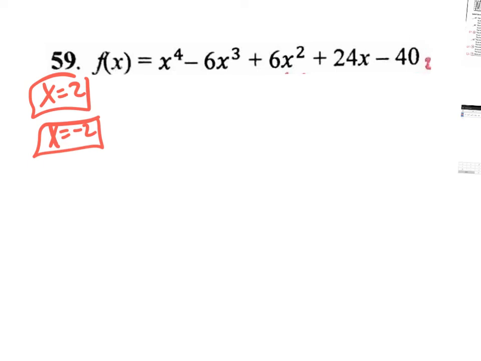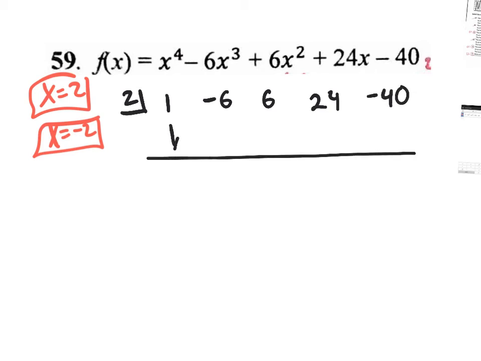So that's why the Desmos app is so important, because right off the bat, you know 2 answers. These 2 answers are guaranteed to work. So if you use synthetic substitution and plug in 2, you're going to have the coefficients 1, negative 6, positive 6, 24, and negative 40. As you go down, you add 1 plus 0 is 1. As you go up, you multiply 2 times 1 is 2.